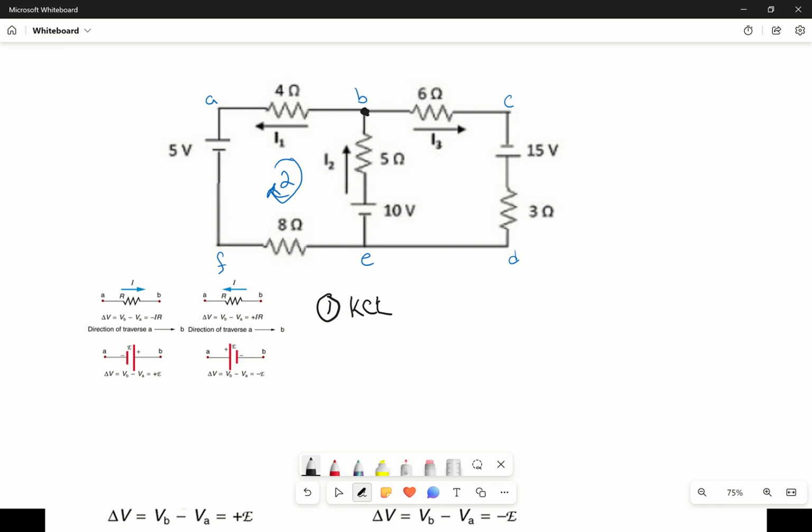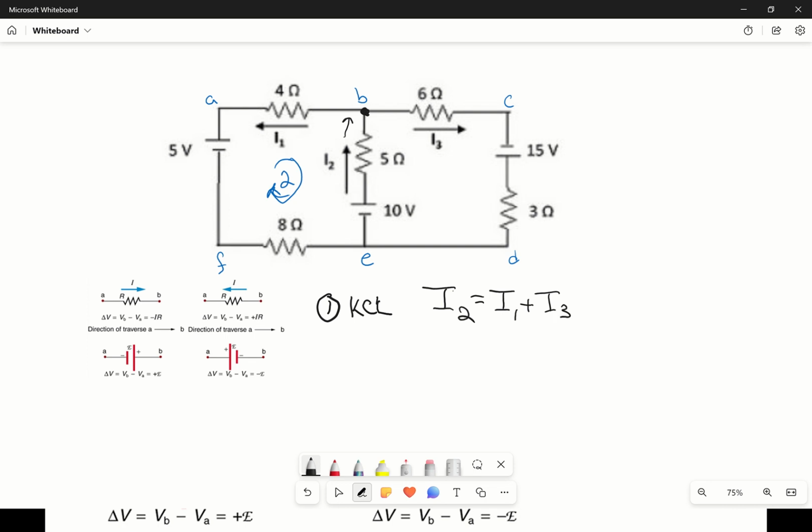So if I look, I've got I2 is going in. So I2 is in. I1 is going away from the junction, so that's out. I3 is going away, so that's out. So I2 is equal to I1 plus I3.